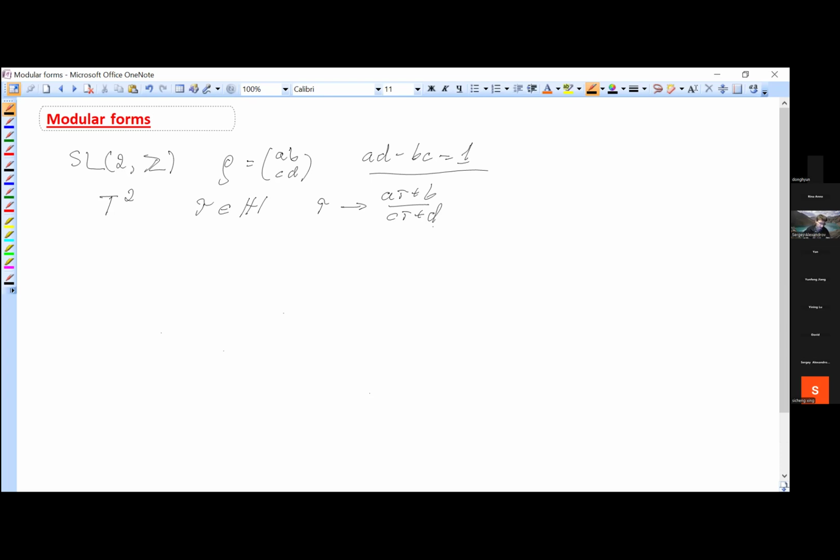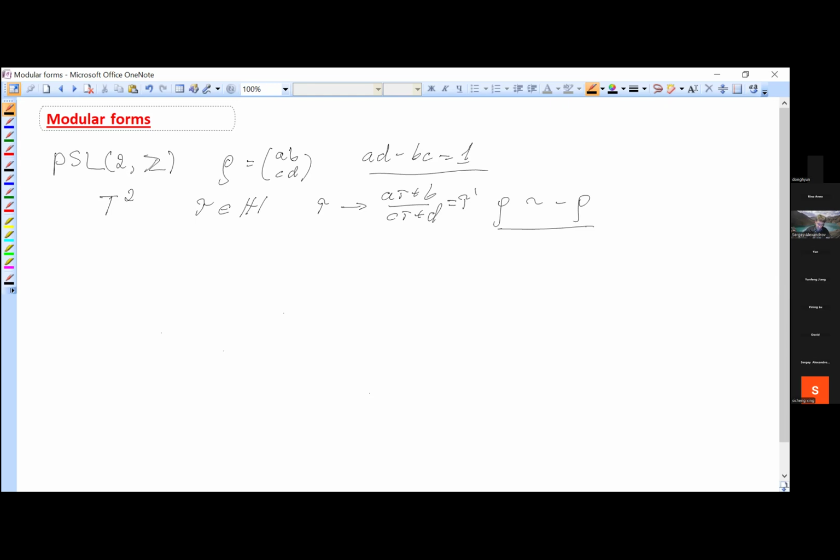Okay, and in fact, as you see from these transformations, the matrices, let's say rho and minus rho, map tau to the same tau prime. So in fact, what we should be talking about is not SL(2,Z), but PSL(2,Z), which is defined as this group with this identification. Well, I'll be sloppy in my lectures, so I will usually talk just about SL(2,Z).